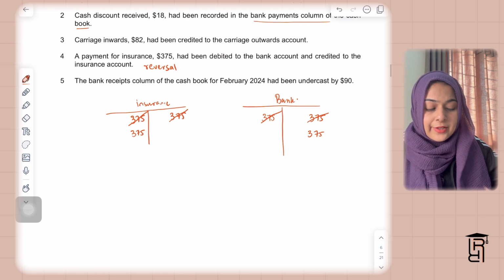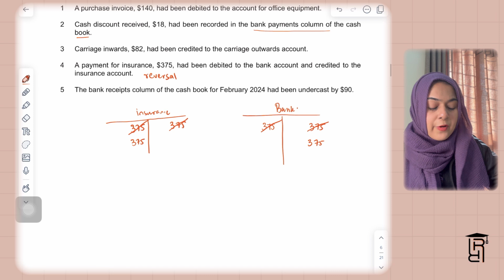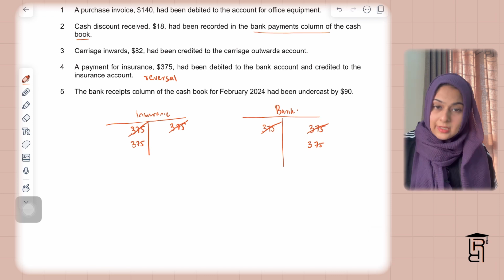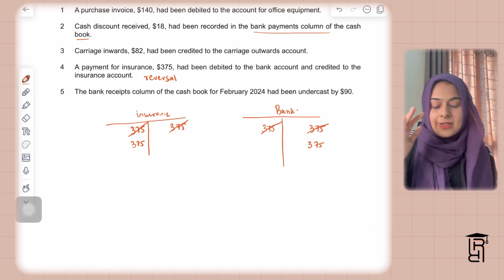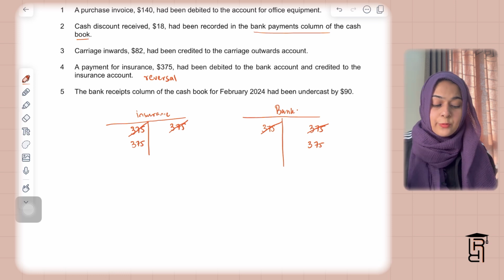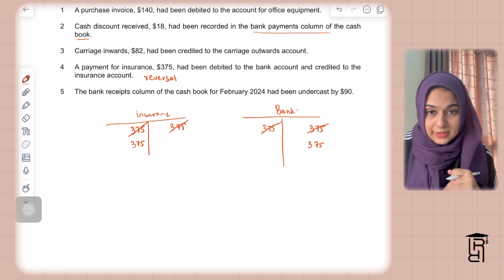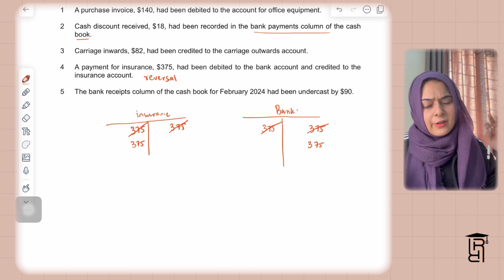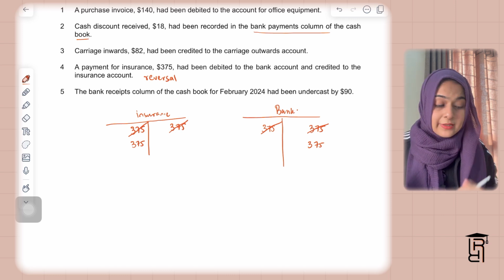The last error here is in the bank receipts column of the cash book. The receipts column is the debit side of the cash book, and the payment side is the credit side of the cash book. Whenever we are receiving money, we record it on the debit side of the cash book, and whenever we are paying money, we record it on the credit side of the cash book.